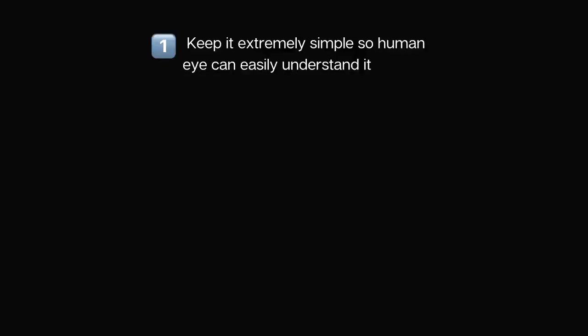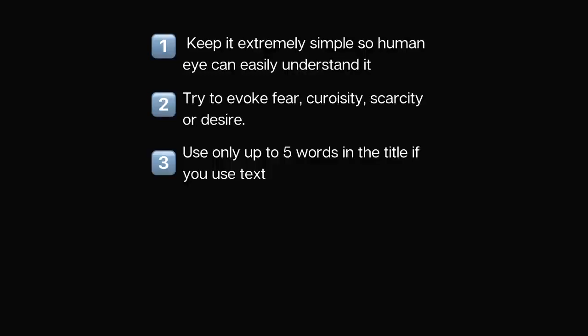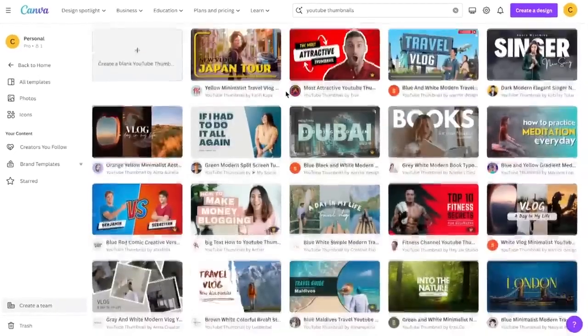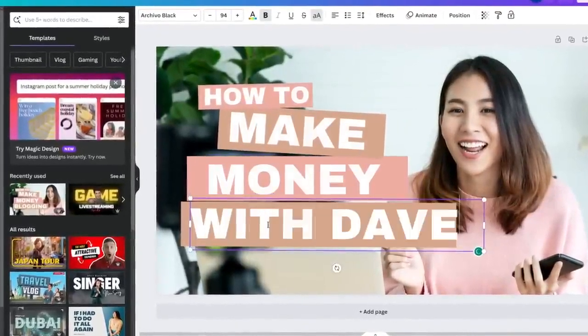Number 1, keep it extremely simple so the human eye can easily understand it. Number 2, try to evoke fear, curiosity, scarcity, or desire. Number 3, use only up to 5 words in the title if you use text. Number 4, use bright colors. And number 5, make sure the image is high quality, because low quality image conveys that the entire video is then poorly done. You can create thumbnails for free in Canva or just outsource it to freelancers on Fiverr and Upwork. I pay a maximum of $5 per thumbnail.